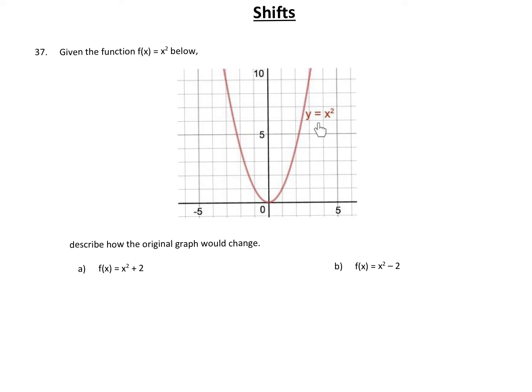Now, if you notice the difference between these two equations, this is y equals x squared. This one is f of x equals x squared plus 2. So for this one, we're adding a 2 to the end of the function. What I'm going to do is go to y equals in my calculator, plug this new equation in, and take a look at the graph and see how its graph compares to the original function.